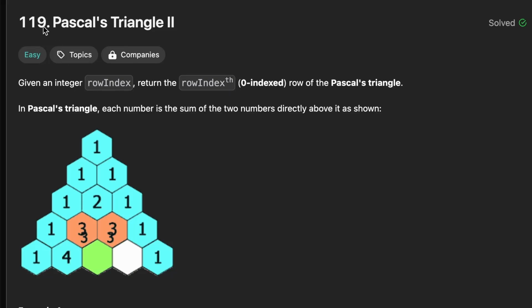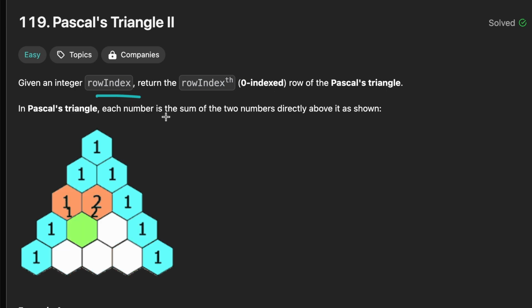Hello, this is Pascal's Triangle 2. Crazy, crazy that they put this as easy. I hate these kinds of problems, and you'll see why. So we're given an integer row index, and we return the row index row of Pascal's triangle.